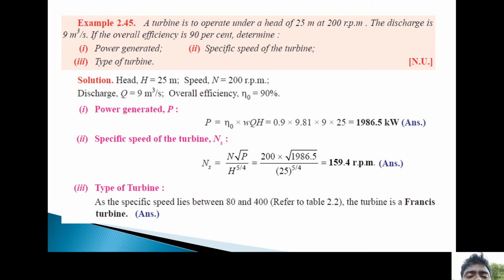Type of turbine: the specific speed is between 80 to 400. That means the turbine is a Francis turbine.